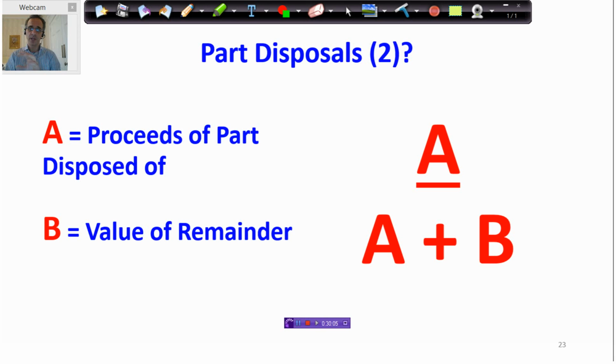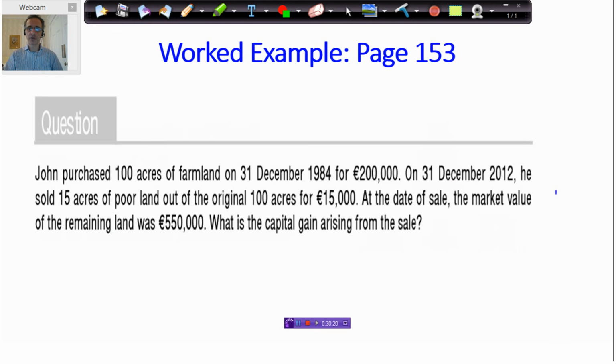to give us the cost of the part disposed of. In effect, what they're saying is it's not a straight pro rata, because the value of the remainder, i.e. a set of 3, is different from 3/4 of 100,000 euros. Okay, so we're going to do a little question here. I'll just give you a moment to read this before I take you through the answer.